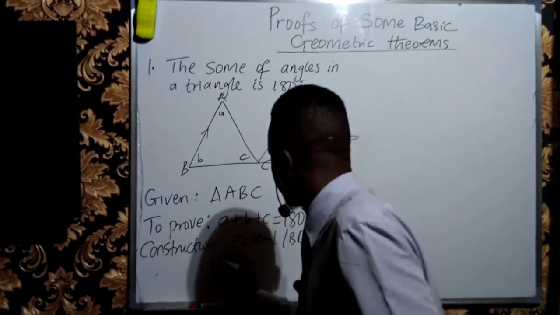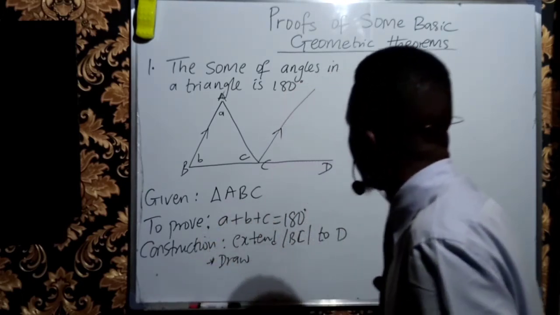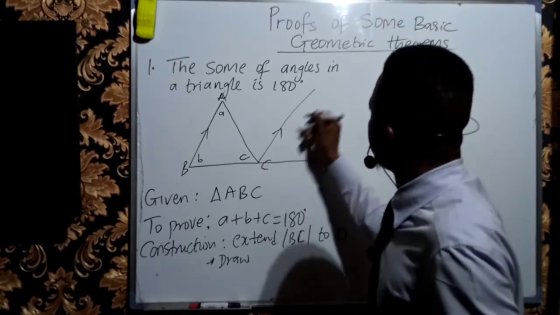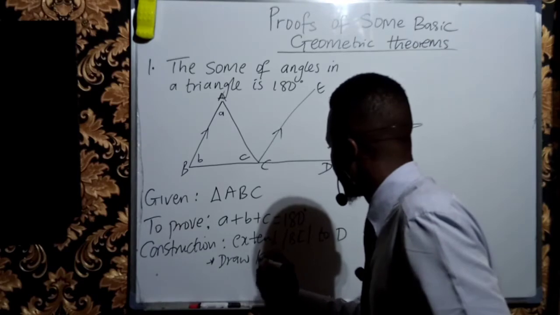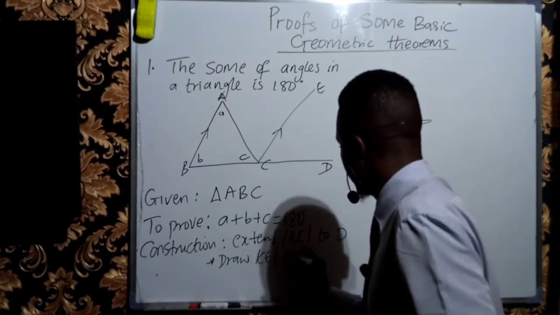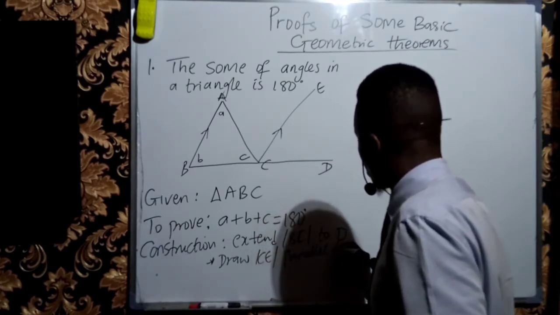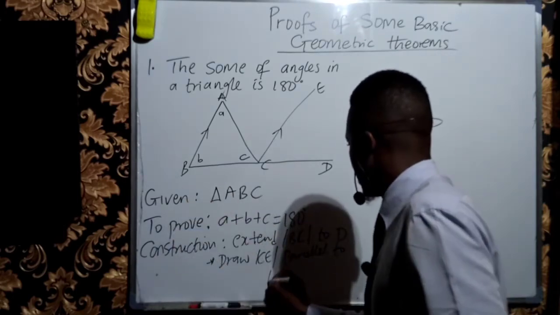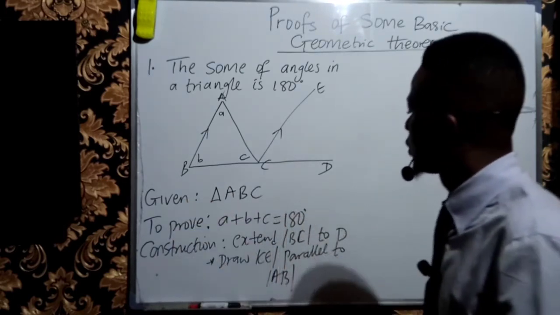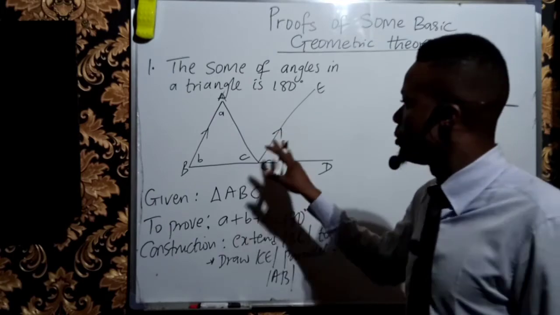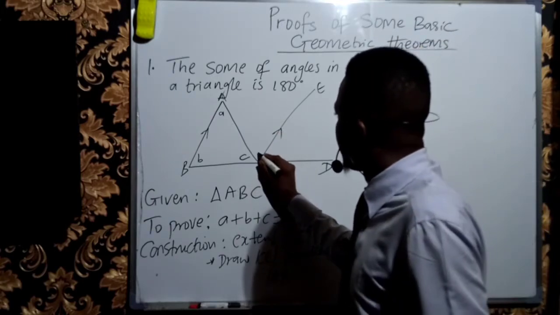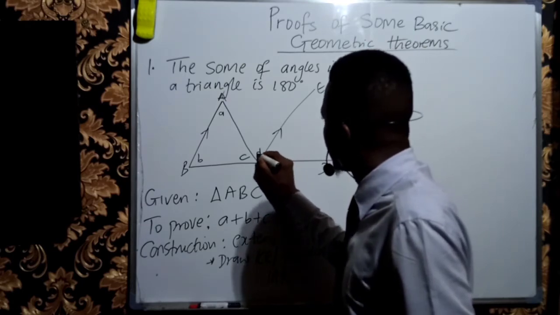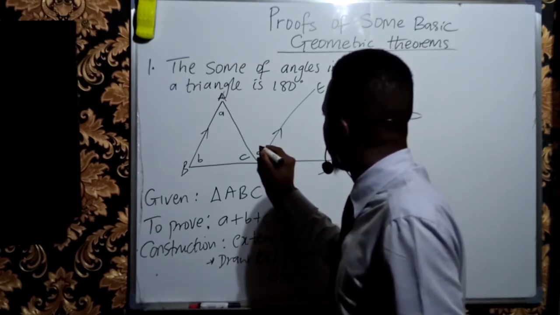So draw, let me say CE, for instance. Draw line CE parallel to line AB. So this little construction I have made now will help me to make this proof. Because angles have been formed here, let me call this one small letter D, and here small letter E.